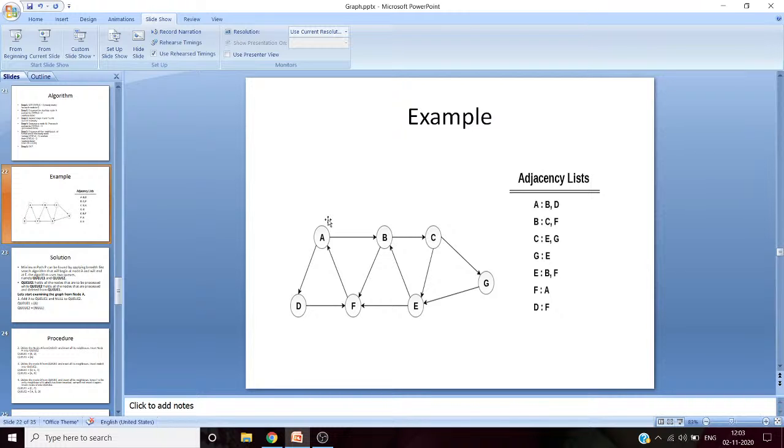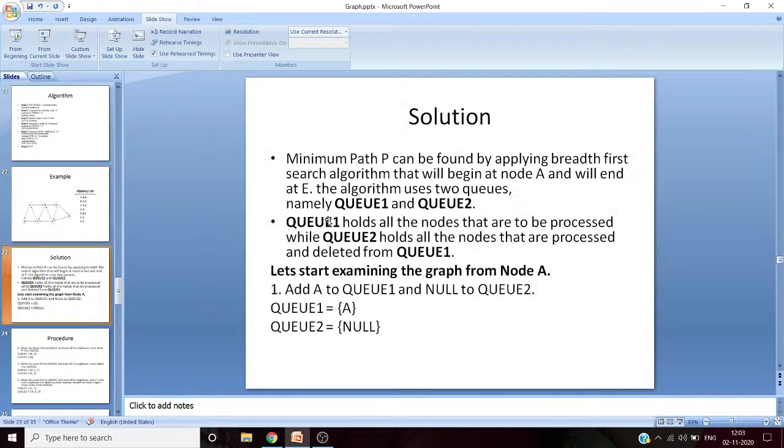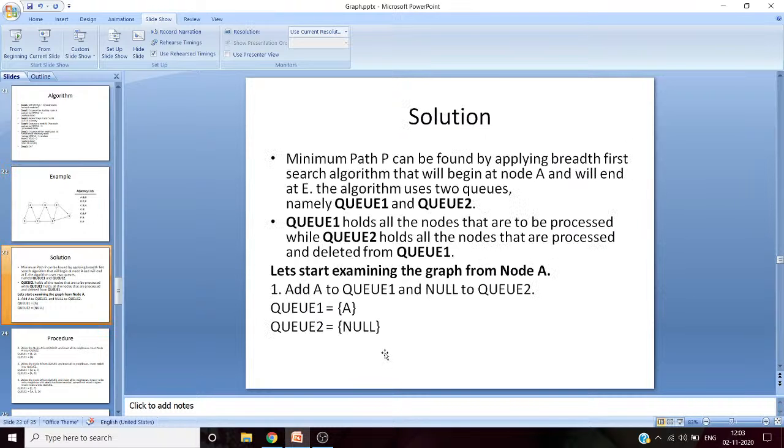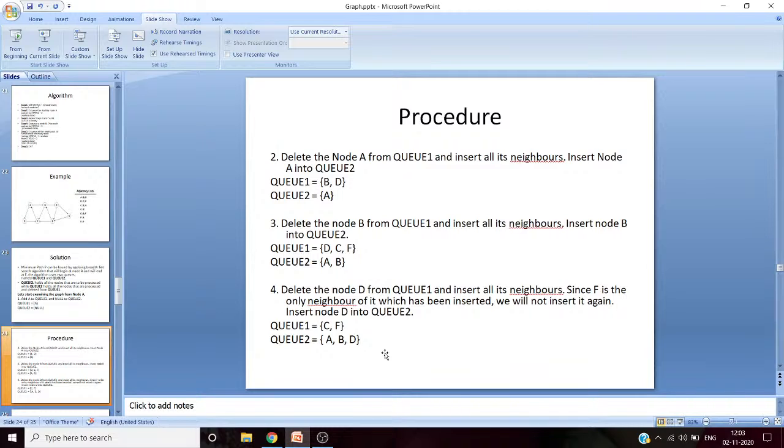How I am doing, just check it. For starting node A, initially Q2 is null. Fine. Q2 is null and Q1 is containing the starting node. Now what we will do, we will put A, we will check the adjacency list of A, which contains B and D. B and D here are the neighbors of A. That's why Q2 will contain A and B and D will be contained by Q1.